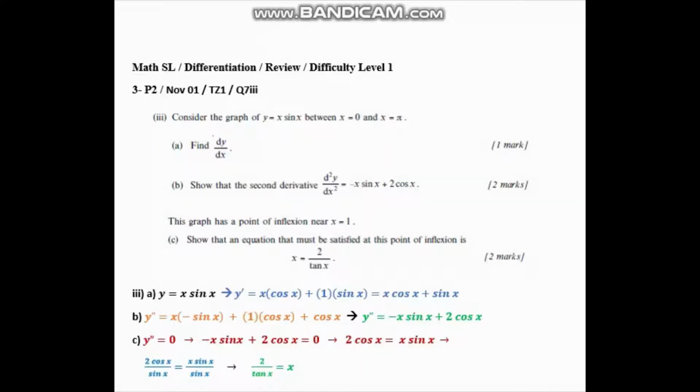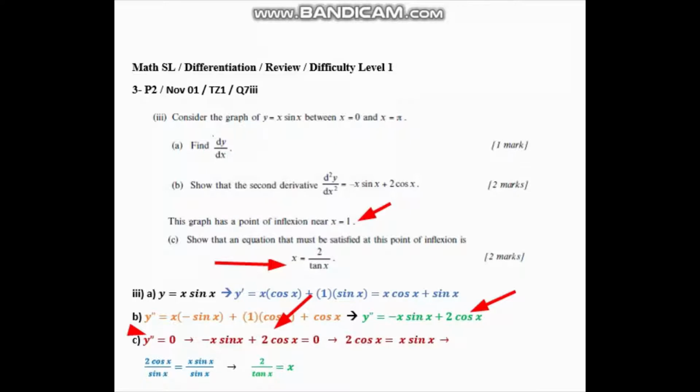Next, I'm told that the graph has a point of inflection near x equals 1, and we know that at the point of inflection, y double dash equals 0. We need to show that this equation must be satisfied. So we set y double dash to 0 and attempt to solve. We get negative x sine x plus 2 cosine x equals 0.